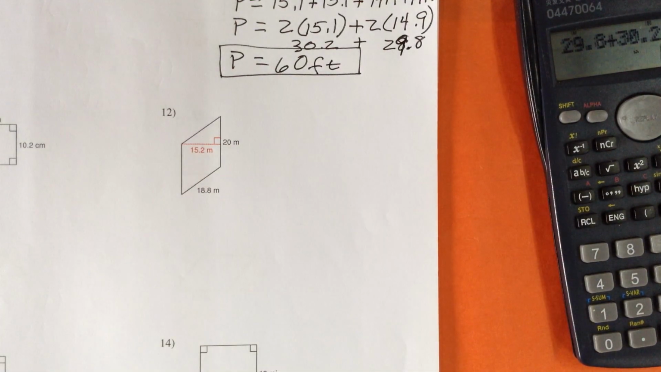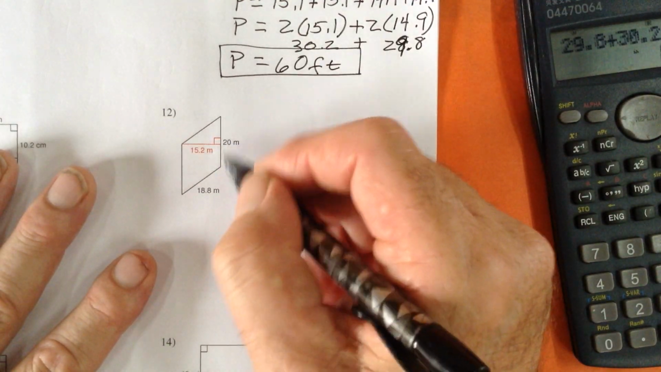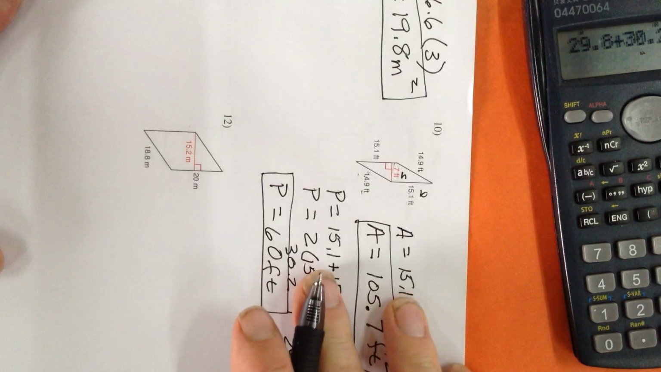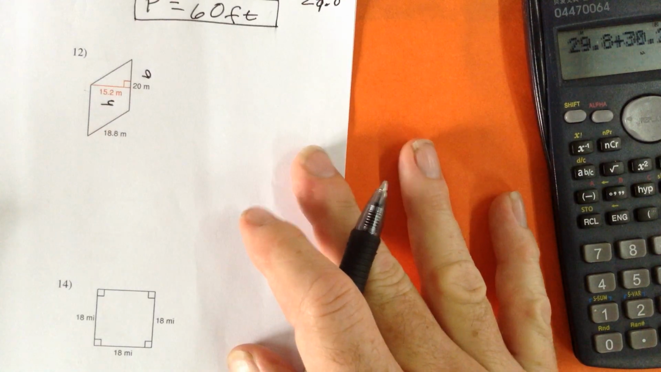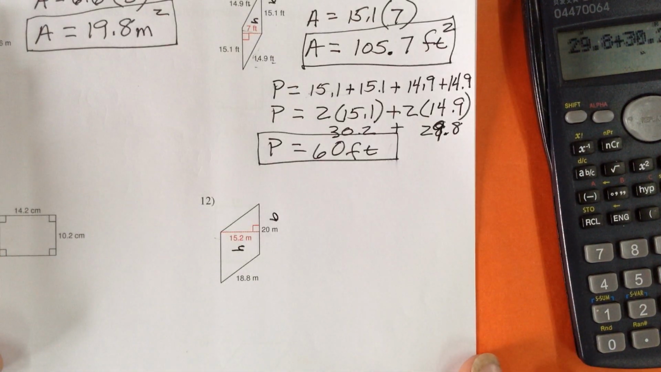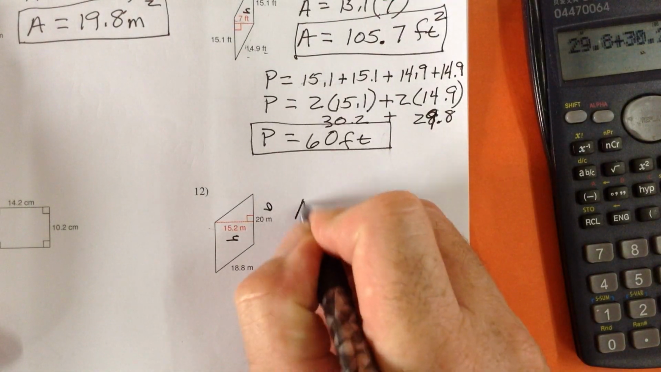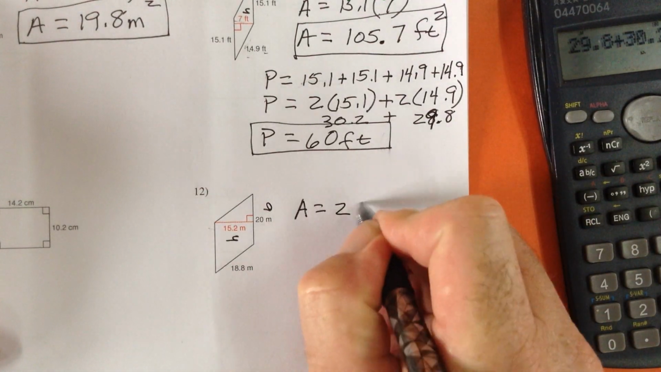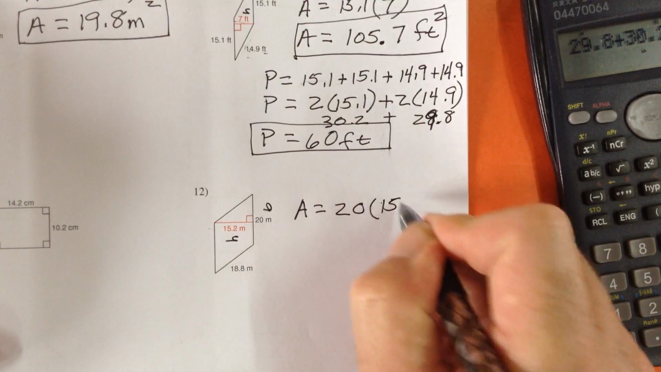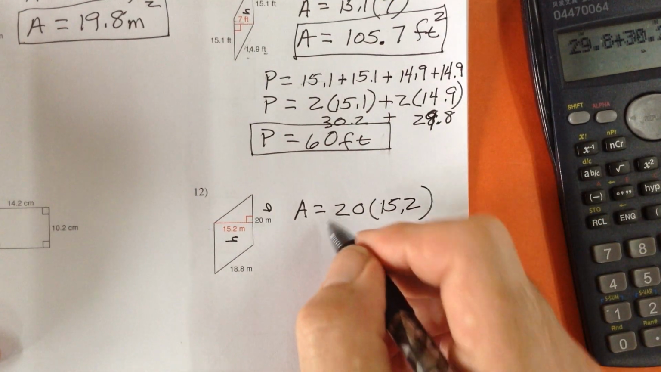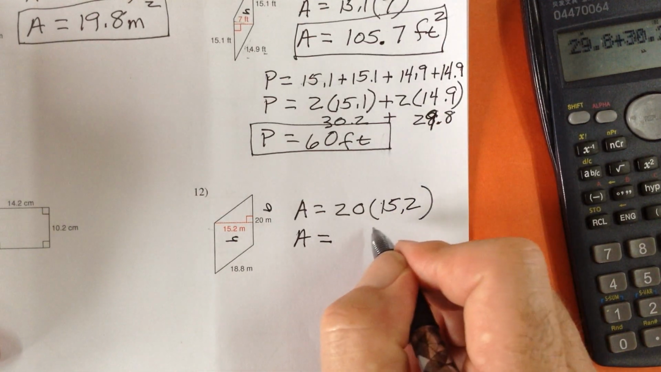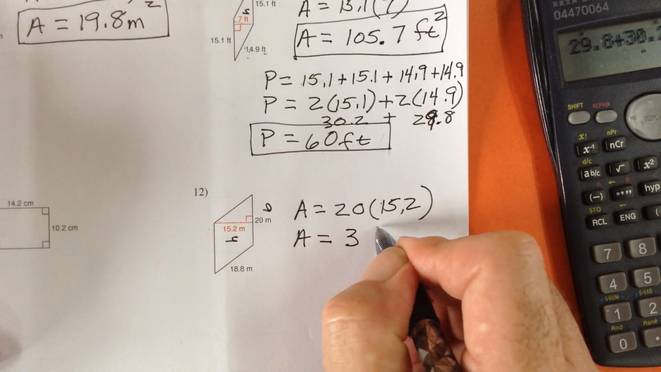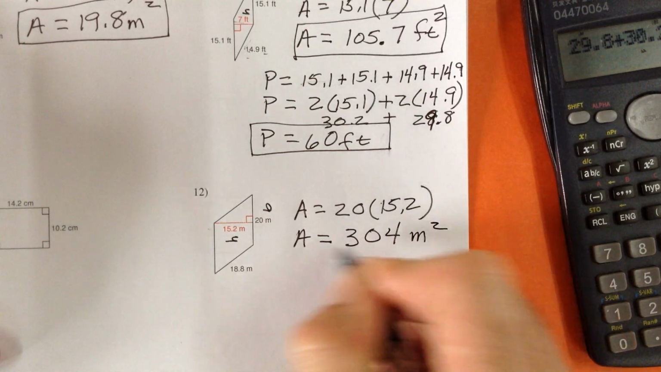The rest are rectangles and squares. But here again, here's the base, here's the height. So here they kind of did it sideways. So this will be the base and this will be the height. So here the area equals 20 times 15.2. That will be 304 meters squared, square meters.